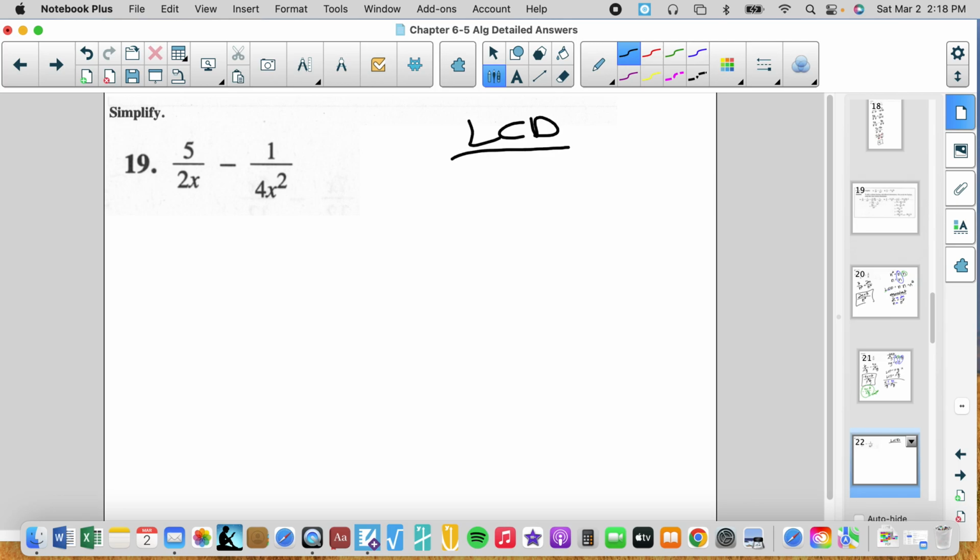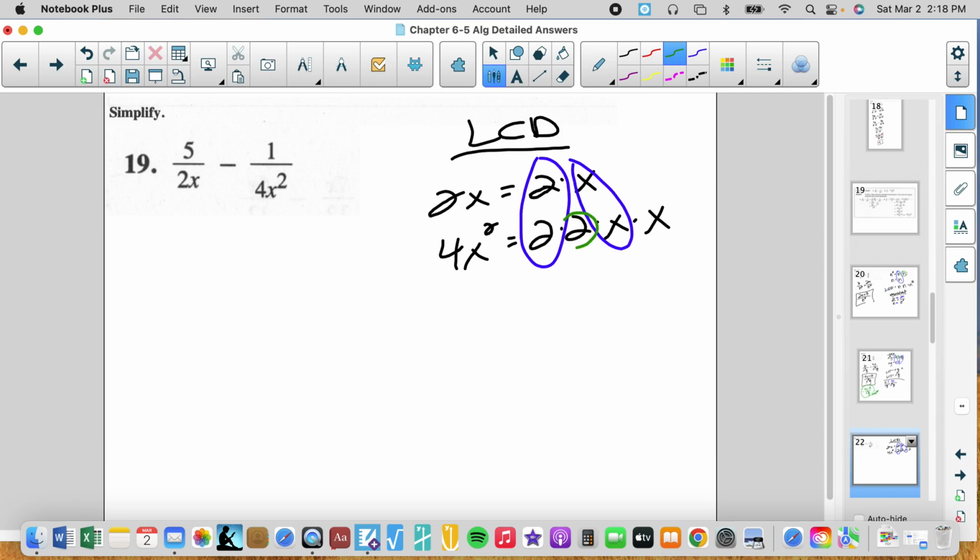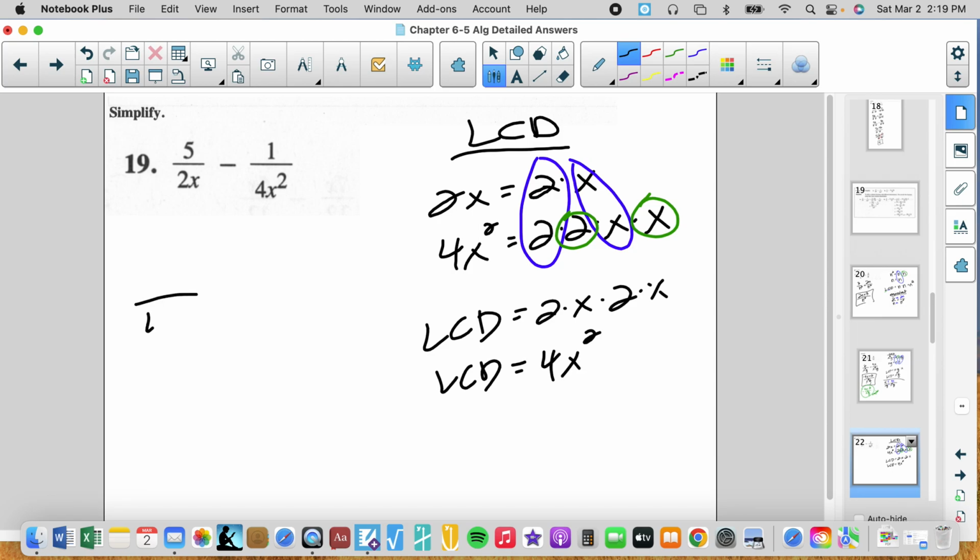LCD work: 2x is 2 times x. 4x squared is 2 times x times x. They have a 2 in common, they have an x in common, and a 2 and an x as leftovers. So the LCD is going to be 2 times x times 2 times x, and our LCD is going to equal 4x squared. So 4x squared minus 4x squared. That's already a common denominator.